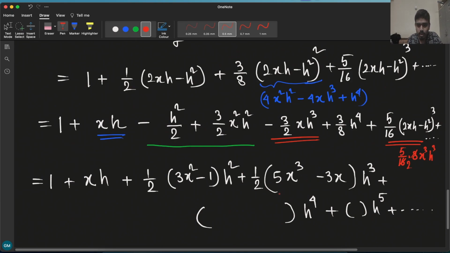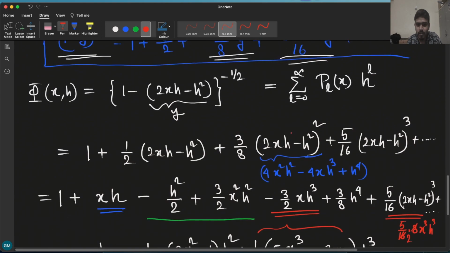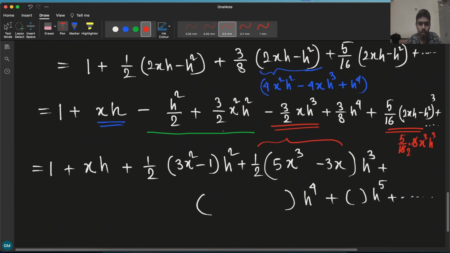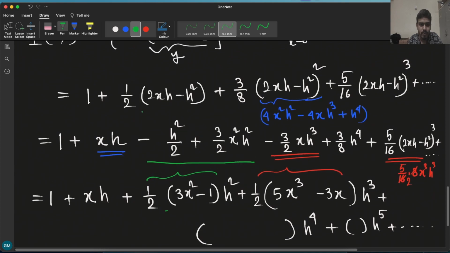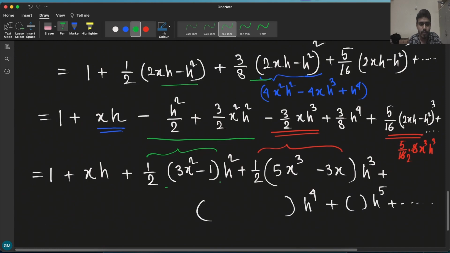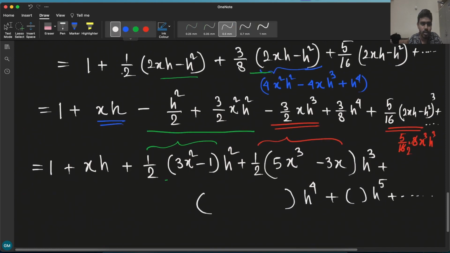So the coefficient of h cube is coming from this term and this term. The coefficient of h square, this one, is coming from this term as well as this term, and this is the coefficient of h, and this is the coefficient of h to the power 0.